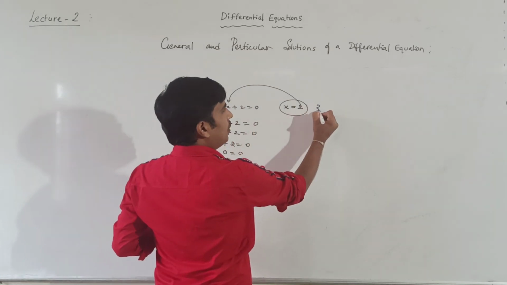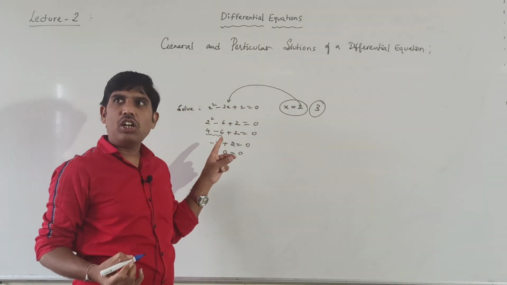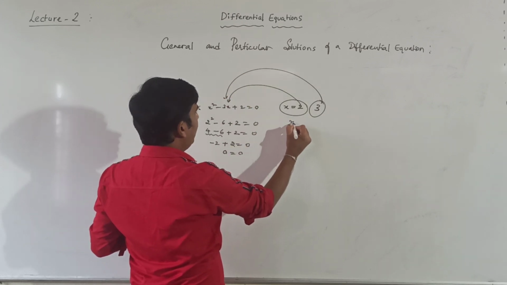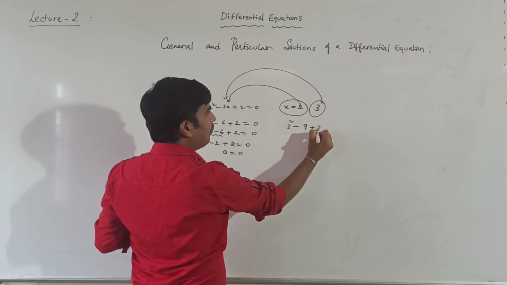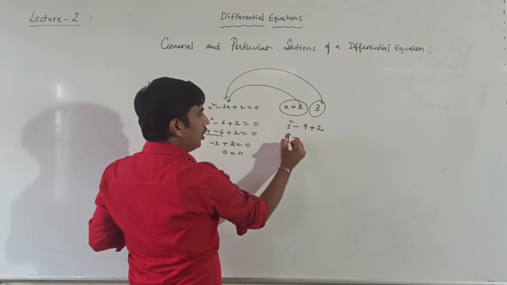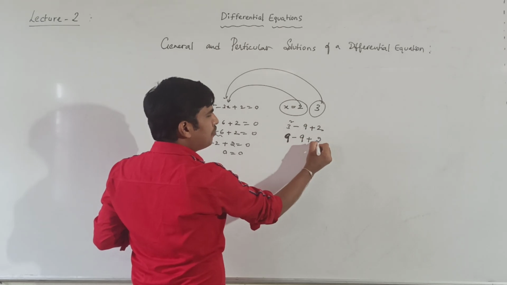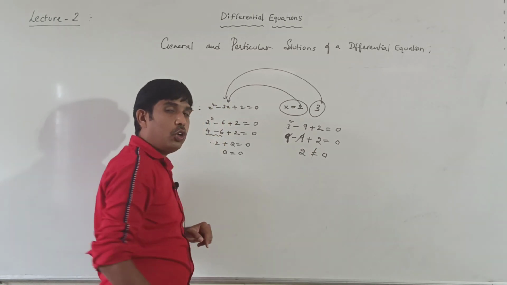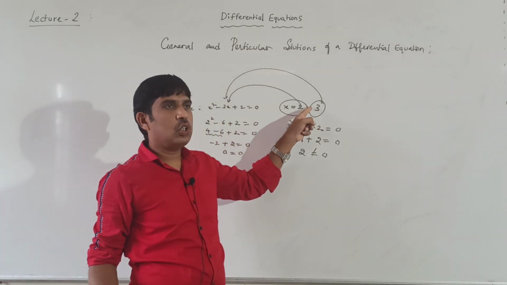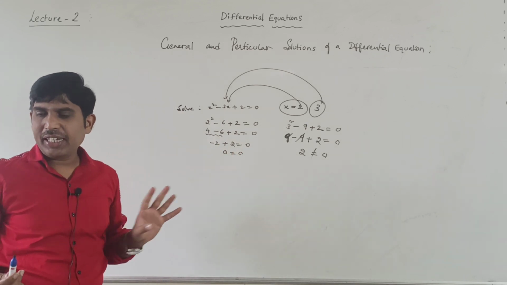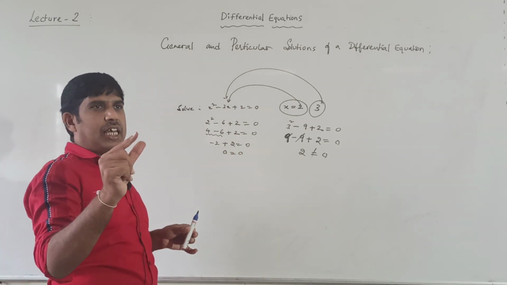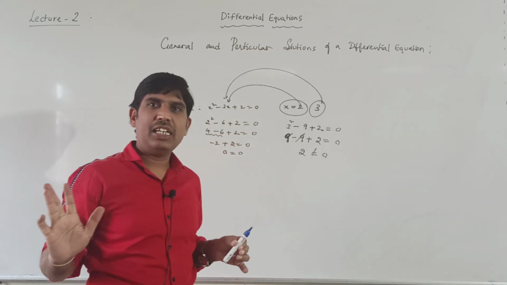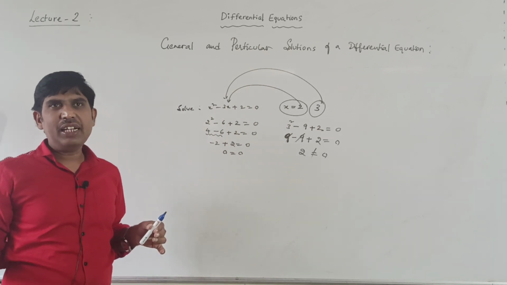Suppose we want to verify whether 3 is a solution or not. Substitute 3 in the given equation: 3 square minus 3 into 3 plus 2, which is 9 minus 9 plus 2. So we get 2. Is 2 equal to 0? No. Therefore it is not a solution for the given equation. When we say it is a solution, it means it satisfies the given equation.